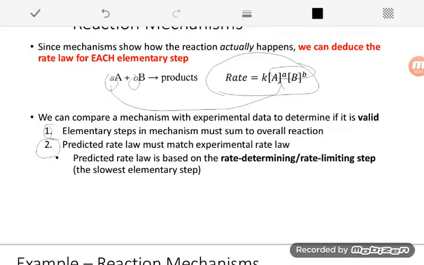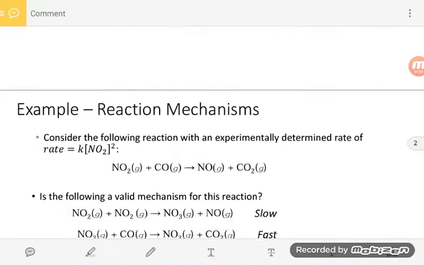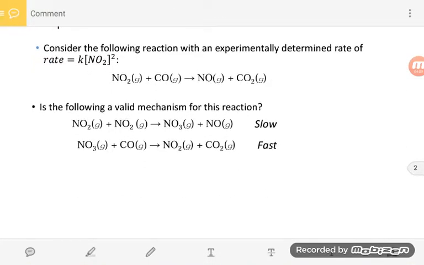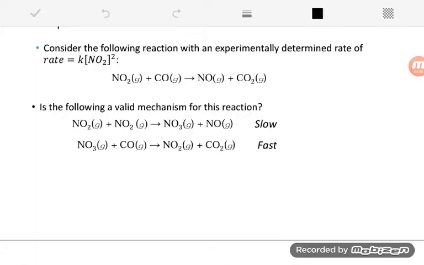And second of all, that the predicted rate law, which is based on this slow step, that rate determining or rate limiting step, matches what people measure during the experiment. So here's what one of these validation questions look like. Consider the following reaction, so this is your overall reaction, with an experimentally determined rate law of rate equals k times NO2 squared. Is the following mechanism valid?